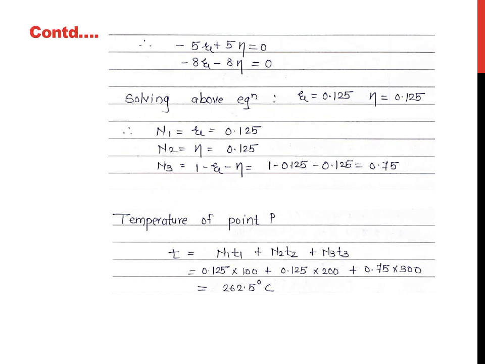Now you have n1, n2, n3 and T1, T2, T3. So using the interpolation functions, that is the shape functions, the temperature at point P is equal to n1 T1 plus n2 T2 plus n3 T3. Put in the values and you will get 62.5.